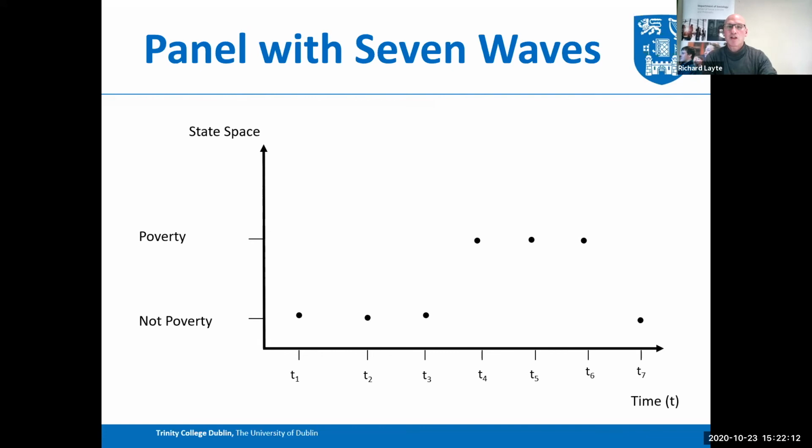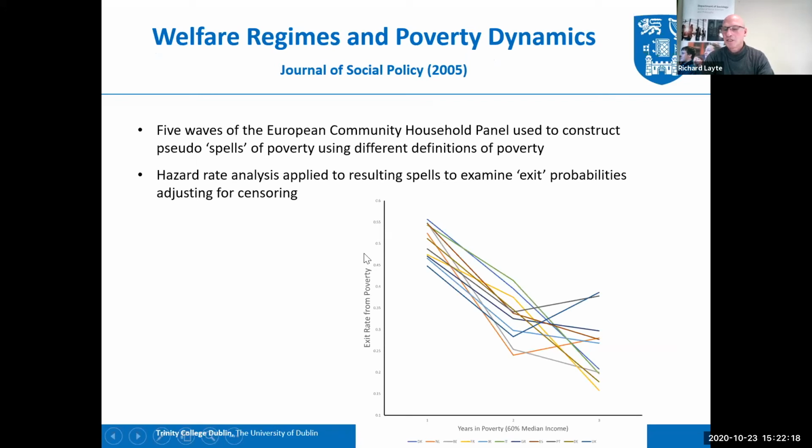And if you've got that, you can then start applying duration models to examine this. And that's exactly what we did in this paper, myself and Didier Fouage, back in 2005, when we used data from, at that point, the European Community Household Panel Study. We used 5 waves of the ECHP to look at these pseudo spells of data, which we created from the underlying 5 waves. And then we used hazard rate models, as well as another technique, to look at the exit probabilities from poverty.